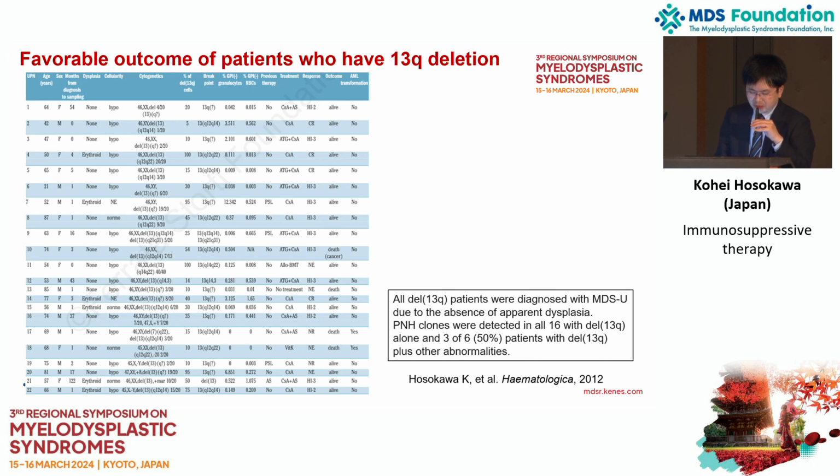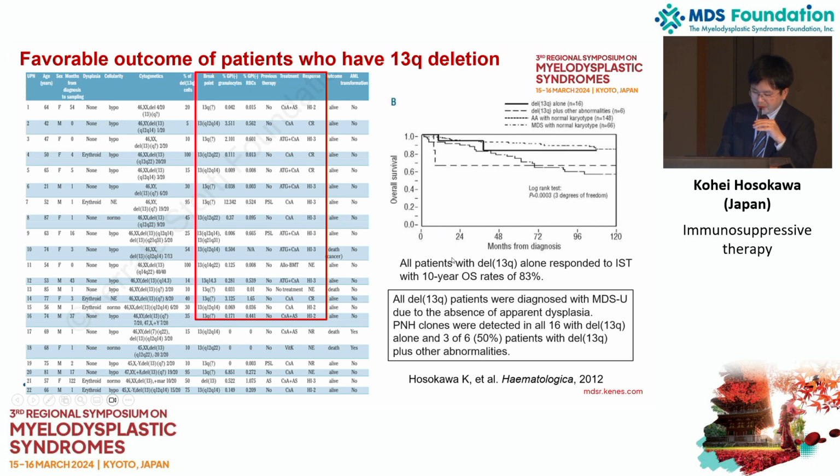This is not the story of the PNH clone, but this is a typical cytogenetic abnormality related to the immune pathophysiology in MDS. We sometimes see patients with deletion 13q, and in the bone marrow there is almost no dysplasia, and most of the patients had hypocellular bone marrow. We performed PNH clone detection, and all 16 patients had PNH type cells by flow cytometry. Most of the patients received IST, and they got better responses.